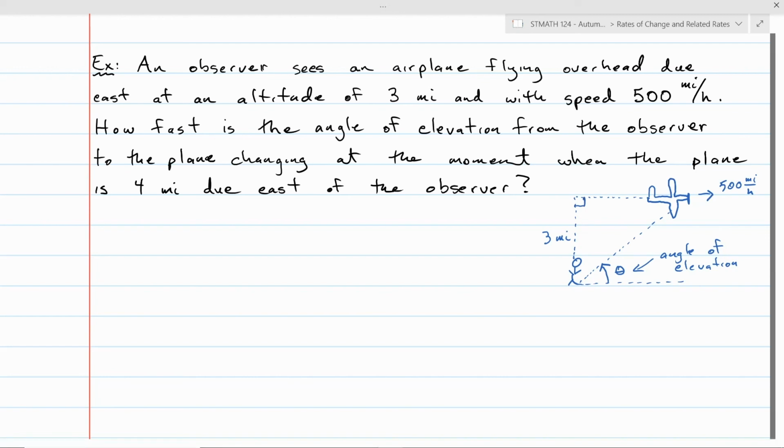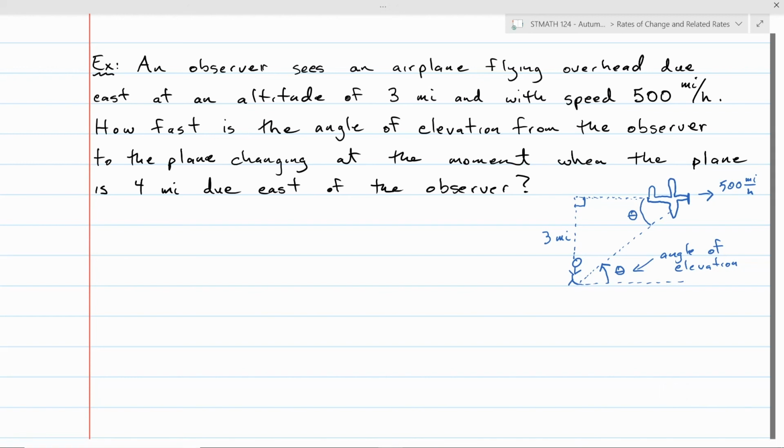And also, I remember from geometry class, the line that this plane is flying along on this horizontal is parallel to the ground. And then remember these alternate interior angles? So this angle up here by the airplane is also theta. Those two angles are equal.